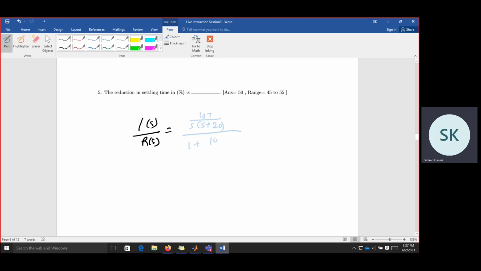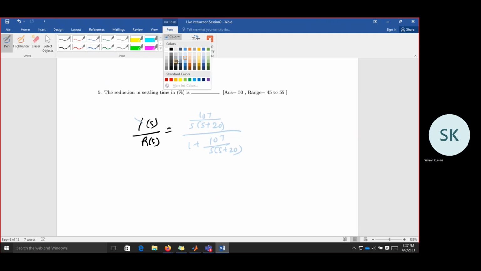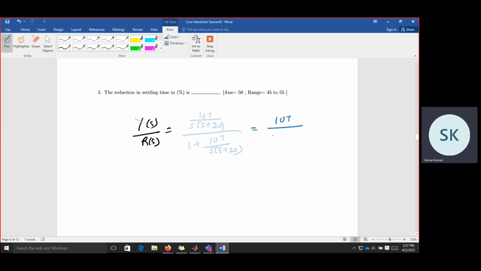By 1 plus 10t by s plus 20. This is y. So this gives 10t over s square plus 20s plus 10t. Now again, we'll just equate this with a standard second order system.